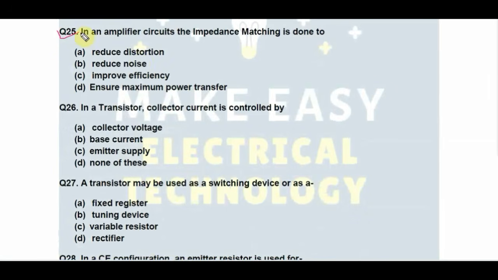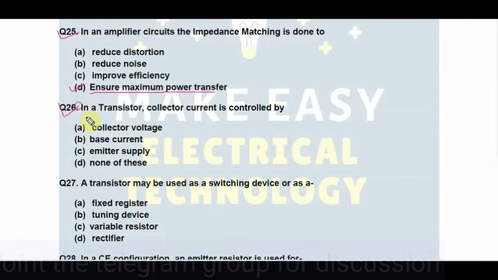Next question, in amplifier circuits, impedance matching is done. Impedance matching is usually done to ensure the maximum power transfer. So option D will be the correct answer, to ensure maximum power transfer.